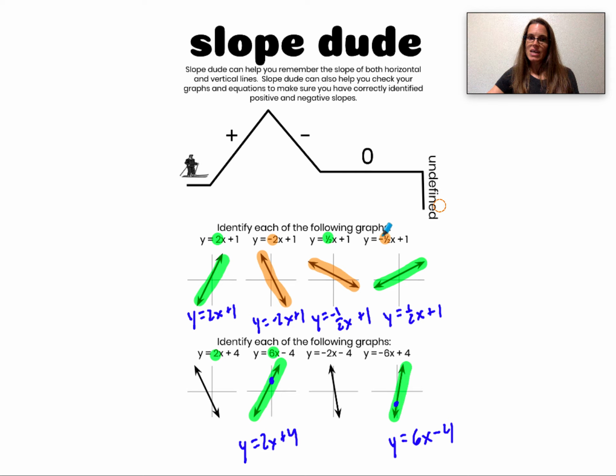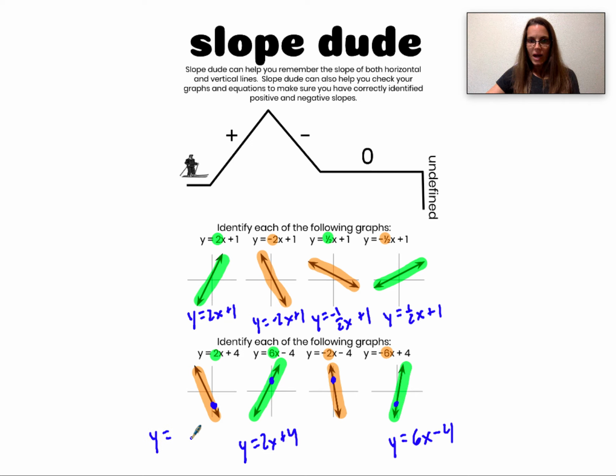Nice negative is next. My negative slopes are -2 and -6. So these are my two nice negative graphs going down from left to right. I again am able to distinguish between my two nice negatives with the y-intercept. Here's a y-intercept of -4. So that one's right here, negative. Here a y-intercept of +4.